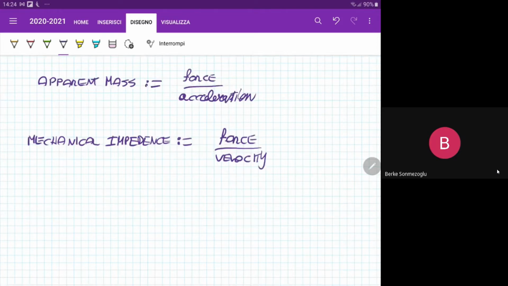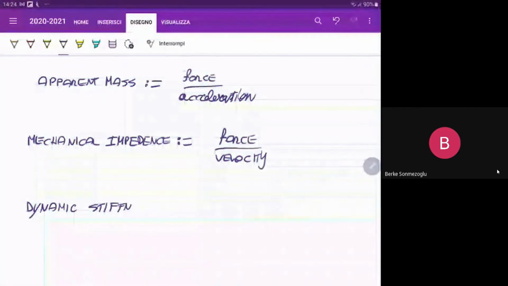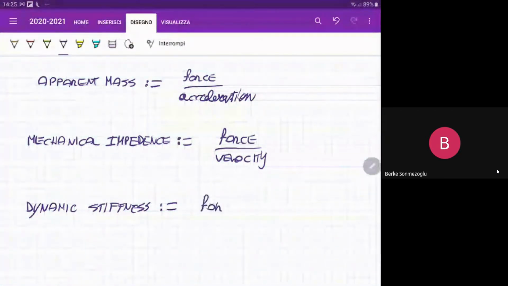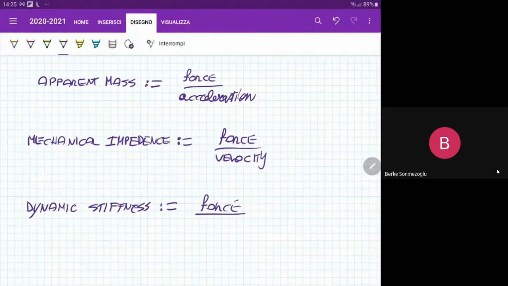And finally, the dynamic stiffness as the ratio of the actual input force divided by the displacement.